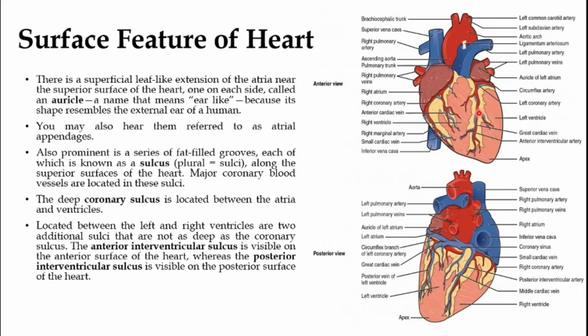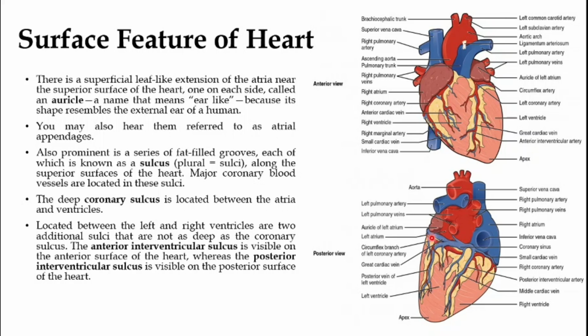If the interventricular sulcus is on the anterior surface of the heart, it is known as the anterior interventricular sulcus. And if it is on the posterior surface of the heart, on the back of the heart, then it is known as the posterior interventricular sulcus, right?